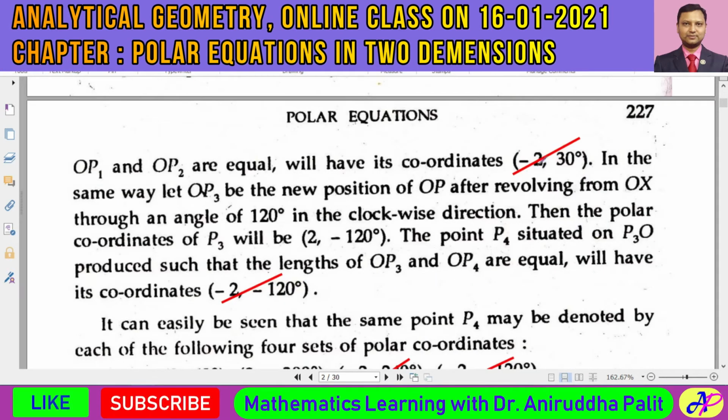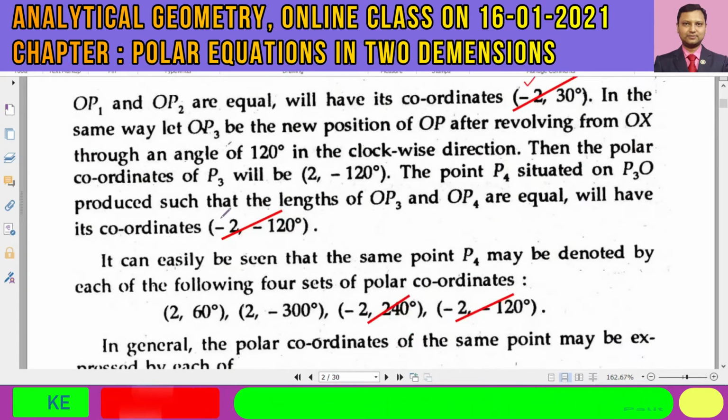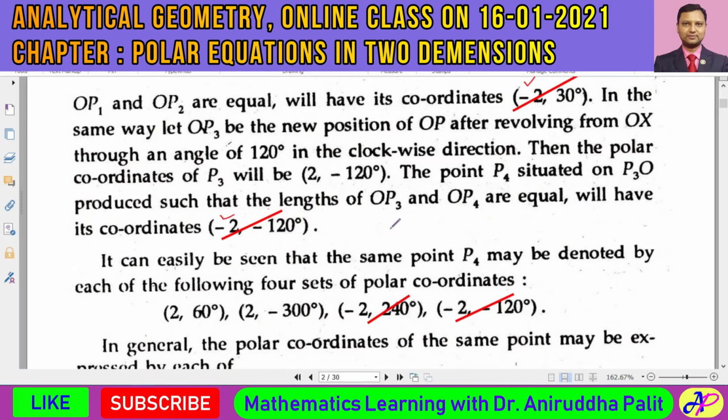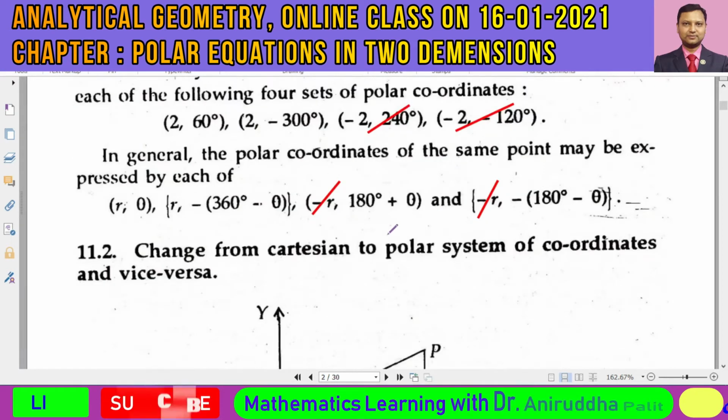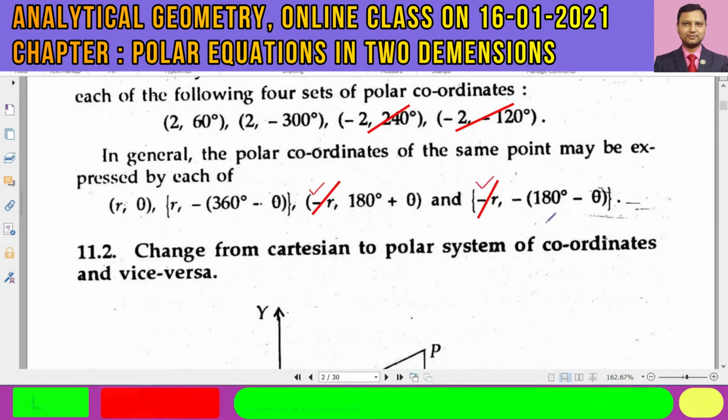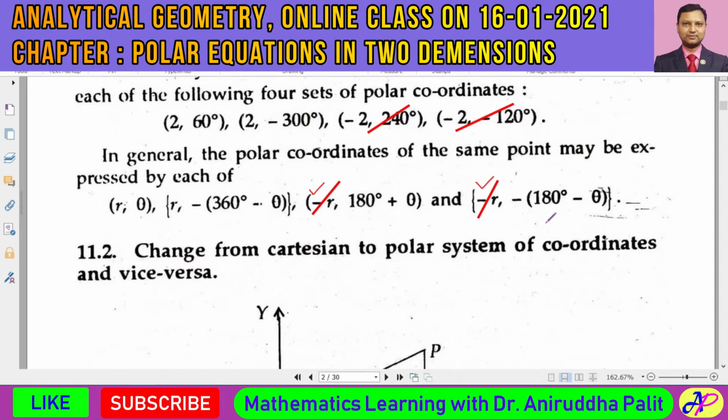And you will find this kind of mistake over here. Minus 2 comma 30 degree angle: a radius vector like minus 2 can never be accepted. Minus 2 comma minus 120 degree is also a wrong representation. Got it? So be very careful about this kind of minus r. These are wrong representations. So the radius vector can never be a negative quantity.